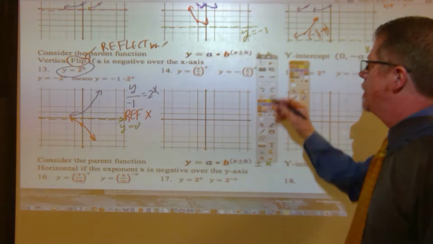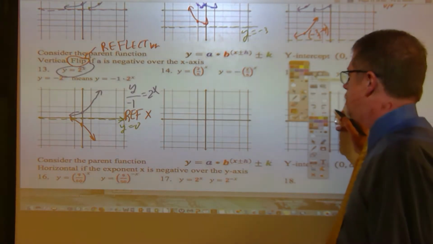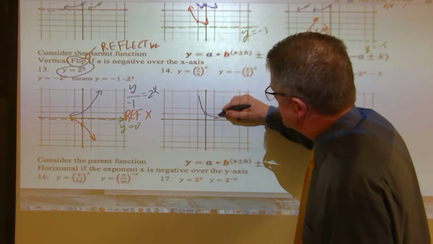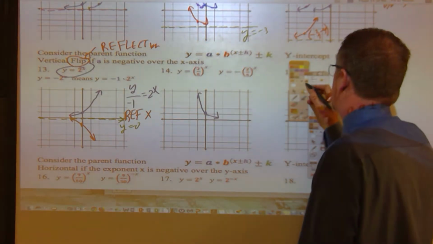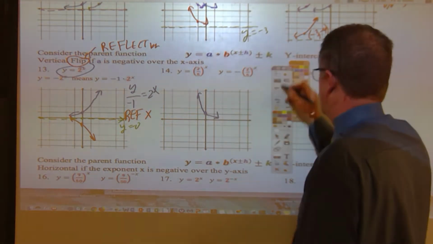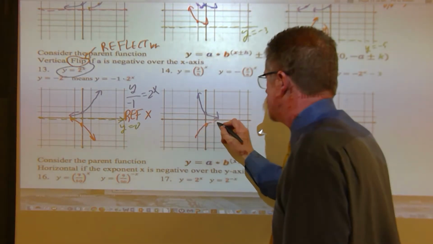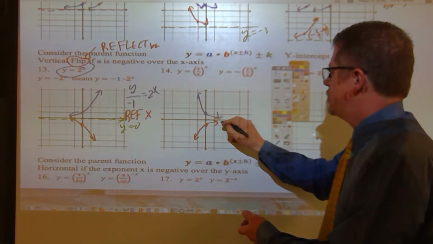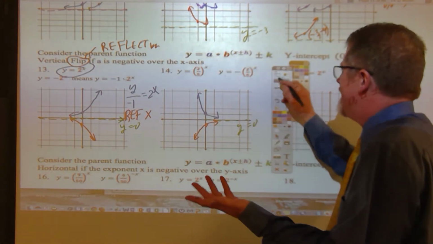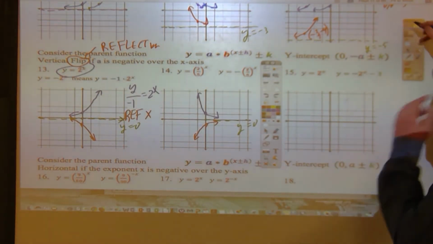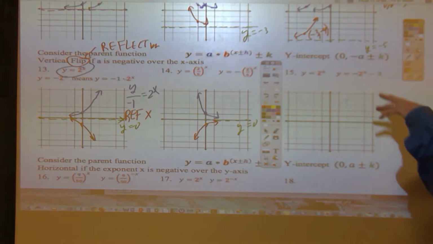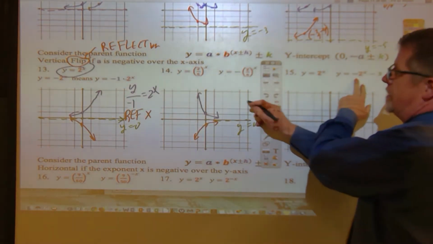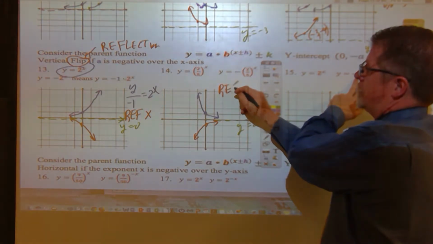All right. Same thing in number 14. If you have an exponential decay parent, it looks like this. When you flip it over the x-axis, it looks like that. It just reflected. So in addition to the asymptote, that's all there is to it. You're done. So this one has both a reflection over x, and I can't believe I forgot to document this, reflection over x.